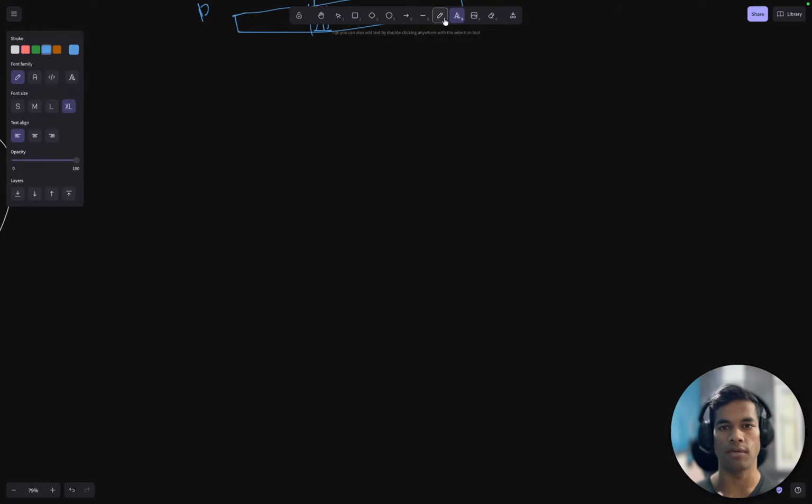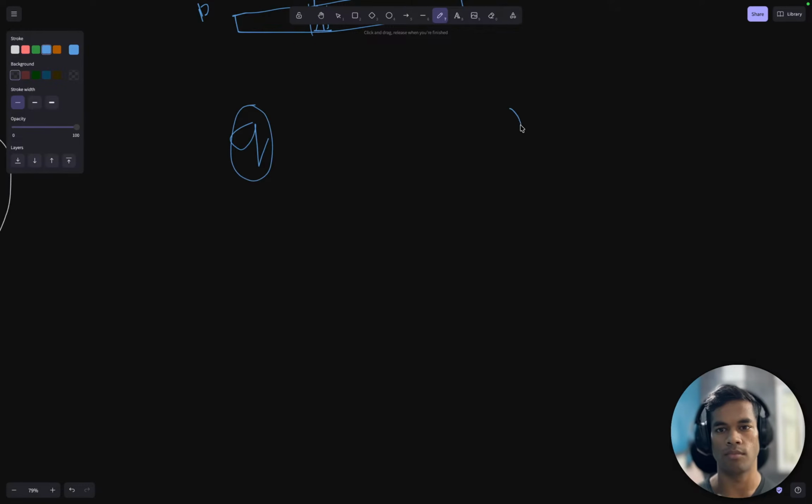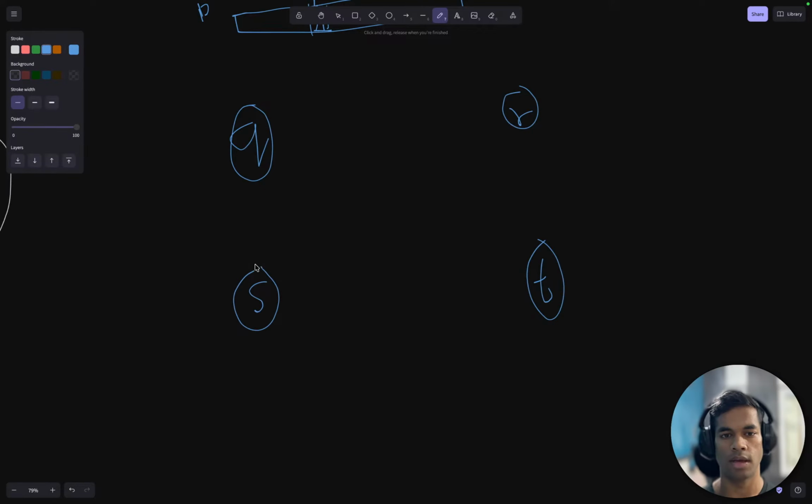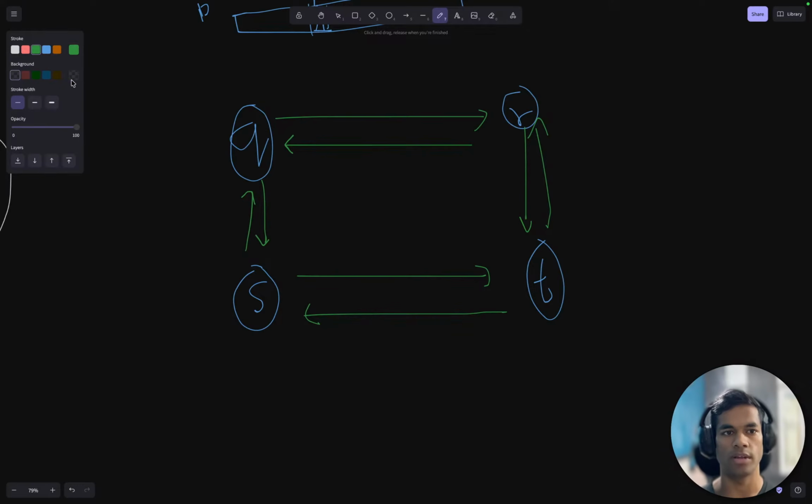Okay, if we have a graph like this, Q, R, T, S, and all of these are connected like so, like that. Everything is connected. We can go from any one place to any other place.